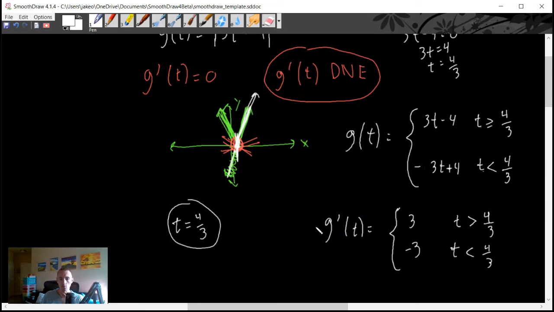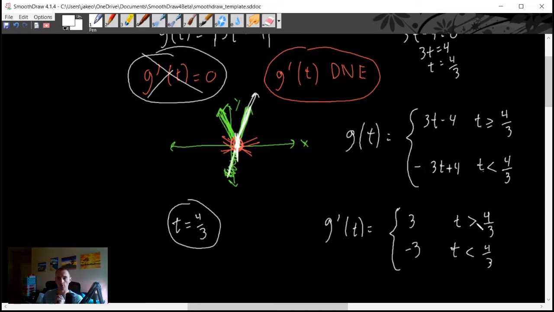Now, we also need to consider, where does this function equal 0? Well, we can see for all t values greater than 4/3, g prime of t equals 3. So 3 does not equal 0. 3 is never going to equal 0, no matter what t value you have. Similarly, we're also going to get the same thing for all t values less than 4/3. g prime of t is -3. -3 never equals 0. So there are no places where g prime of t equals 0. It doesn't equal 0 for t's greater than 4/3 or less than 4/3.